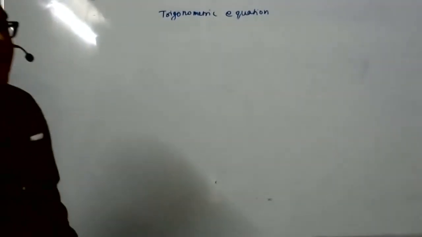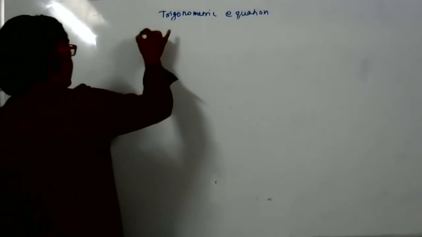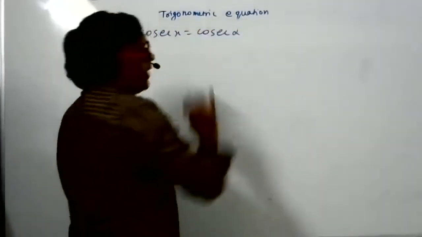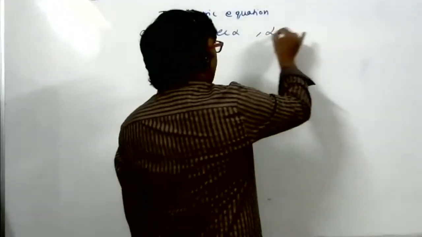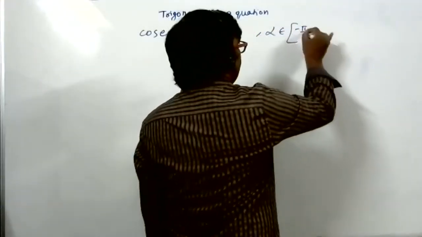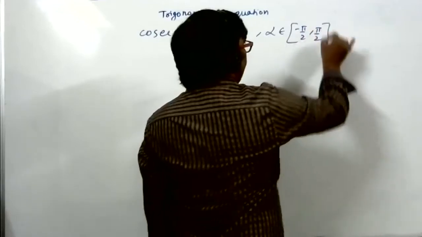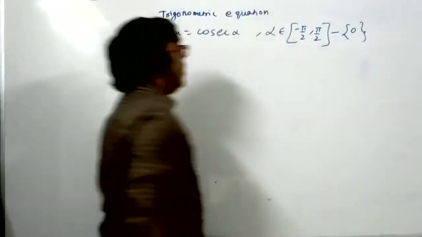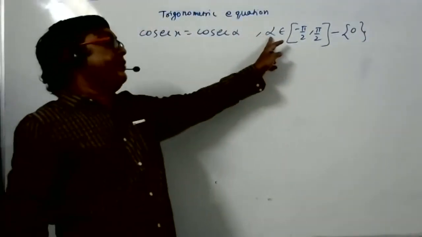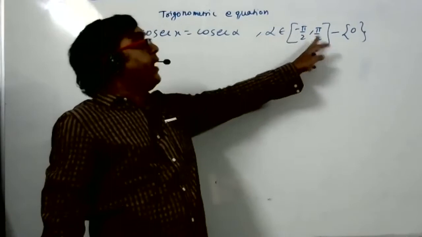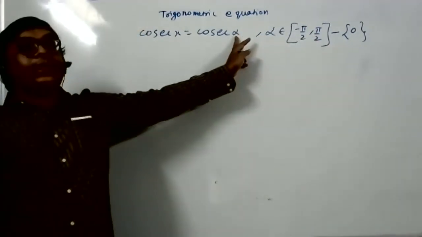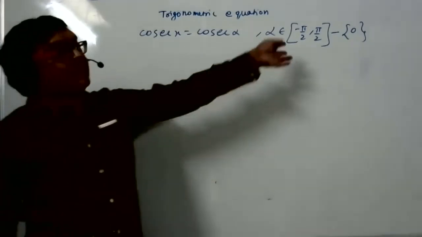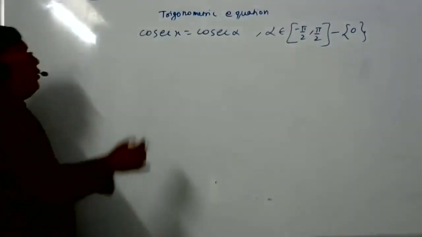Now suppose somebody asks you cosecant x is equal to cosecant alpha. So what is the x then? Here alpha belongs to minus pi by 2 to pi by 2, but problem will come at 0. So minus 0, because alpha can be anything from minus pi by 2 to pi by 2, but alpha cannot be 0 because cosecant 0 is how much? Infinity. That's why minus 0. 0 we don't want.